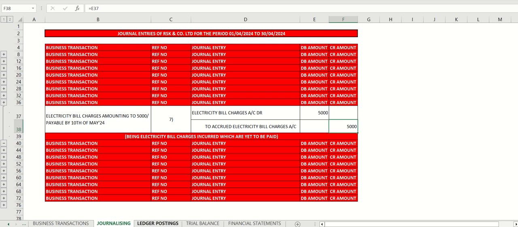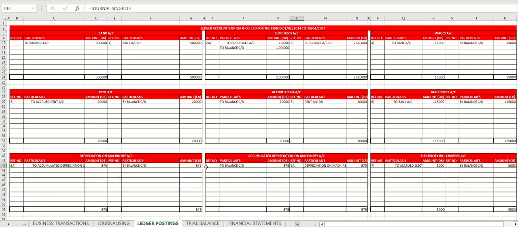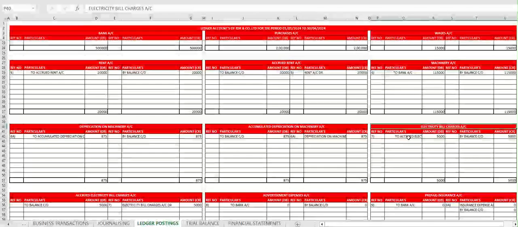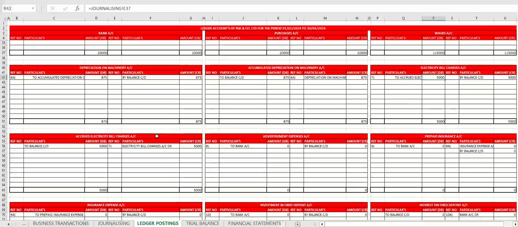Now let's move to the next phase, which is the ledger postings or creation phase, and we will see that the electricity bill charges account and accrued electricity bill charges account are being created, and the entries are being posted in the respective ledger accounts. Now let's see electricity bill charges. So here if you see, to accrued electricity bill charges 5,000, and the balance has been carried forward, and accrued electricity bill charges by electricity bill charges account. And the balance has been carried forward.